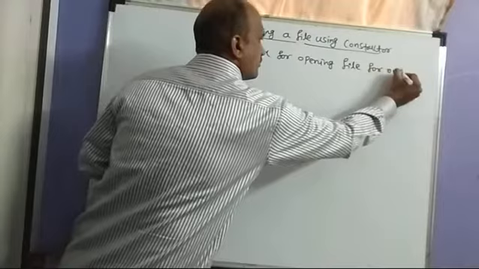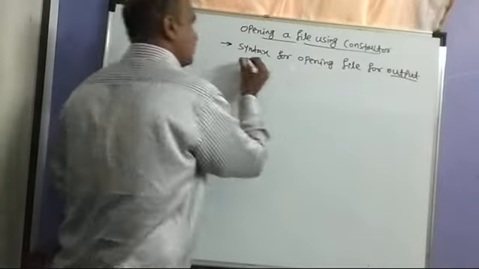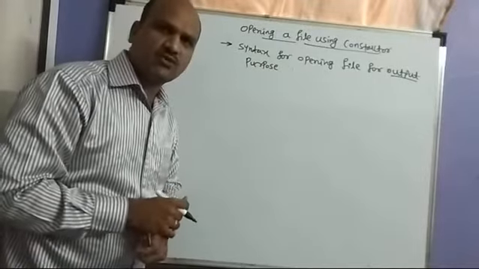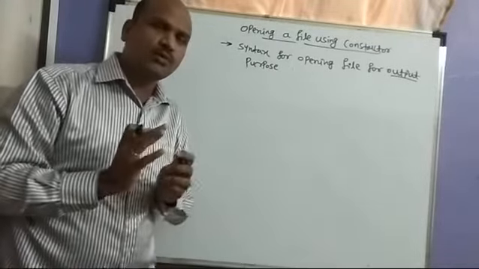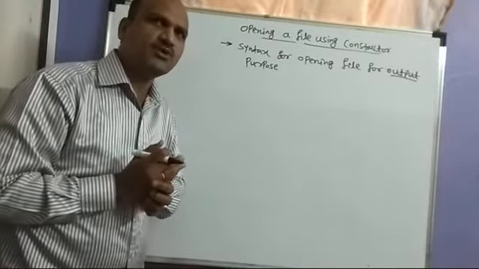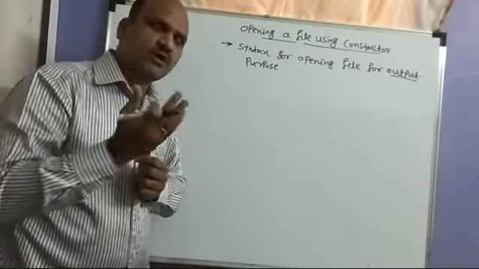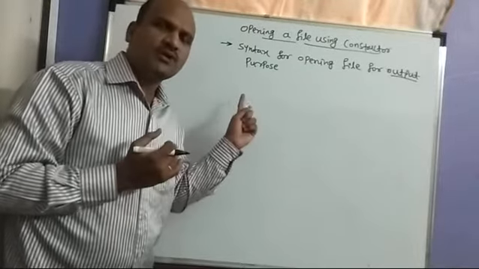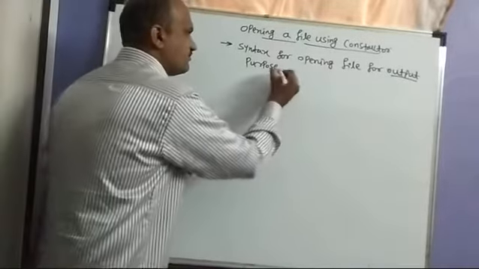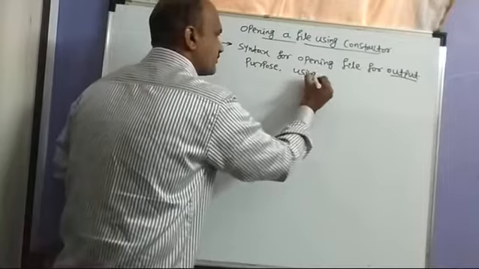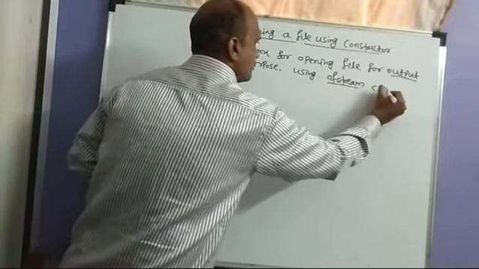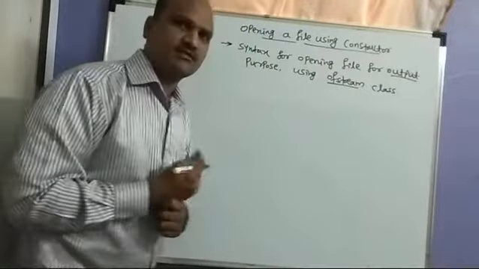For the output purpose, there will be a syntax for creating this, and it uses only an object of the stream class. As I told you, if you are going for the output stream, we are using ofstream here. So you should create the object of the ofstream class in that constructor, using the ofstream class for the constructor.